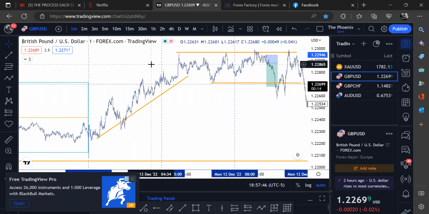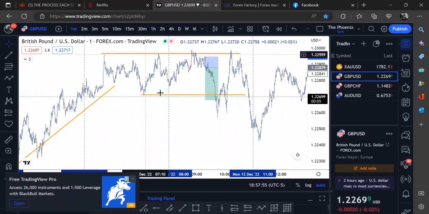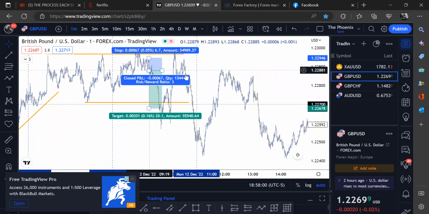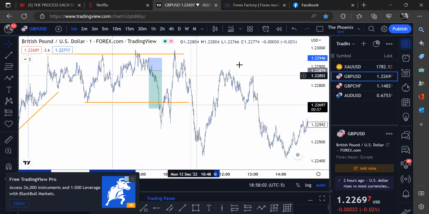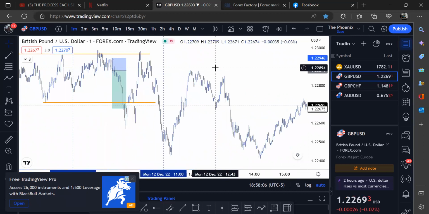If coming into London, these would have been the highs and lows. We see how price reacts. It took out the low. We know we need to buy. Coming into New York, price is working into the highs. It's an obvious sell. And yeah, just keep it simple, keep it logical. It doesn't have to be complicated.